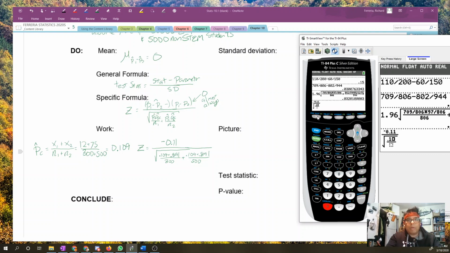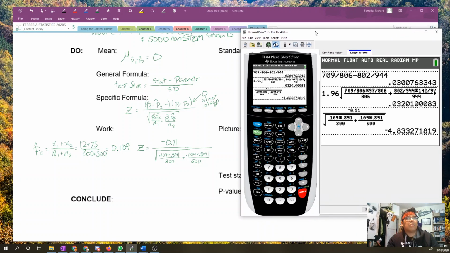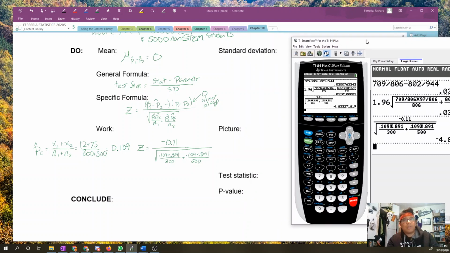Okay, 0.109 times 0.891 divided by 500. No, that's 300, my bad. Plus, get another fraction bar. Okay, 0.109 times 0.891 divided by 500. Okay, a moment of truth. Hey, negative 4.83. Is that a 3? Yeah, negative 4.833.